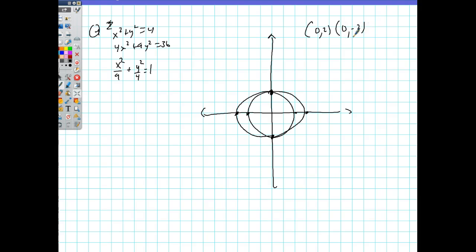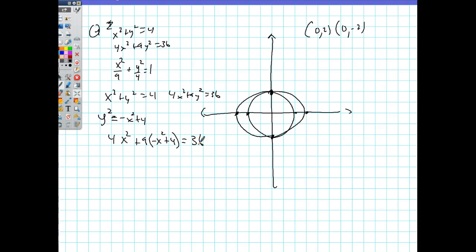Now, how can I prove that algebraically? Oh my, here we go. I got x squared plus y squared equals 4, and I've got 4x squared plus 9y squared equals 36. Delilah, give me a variable to isolate. Y squared. Y squared, good choice. Y squared equals negative x squared plus 4. Plug that in, I get 4x squared plus 9 times negative x squared plus 4 equals 36, right? Distributive property.